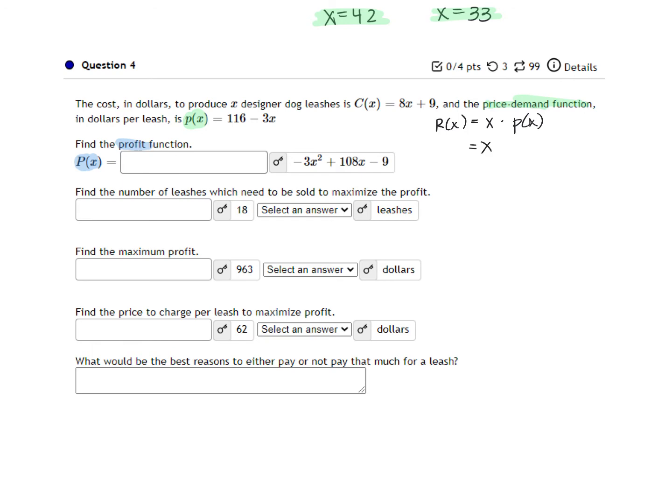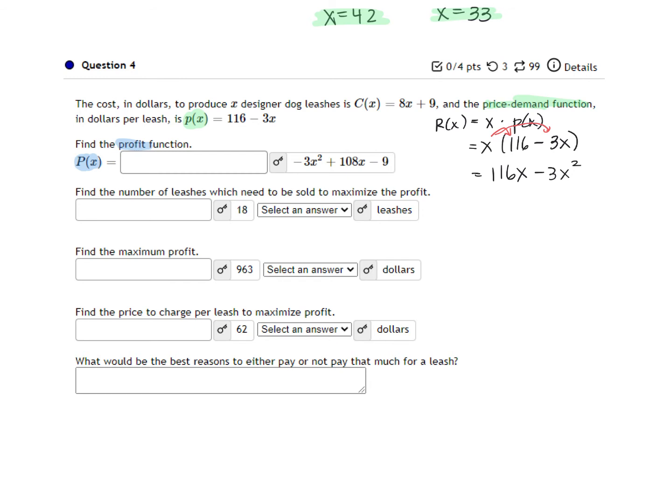So little p of X this time is 116 minus 3X. We can distribute the X, and we will get 116X minus 3X squared. So that's the revenue function.